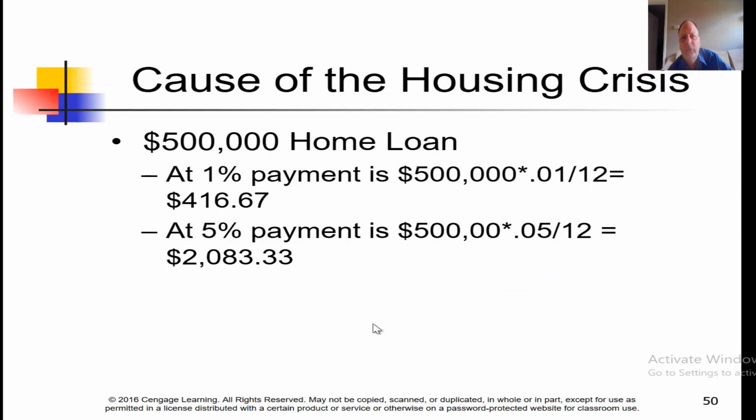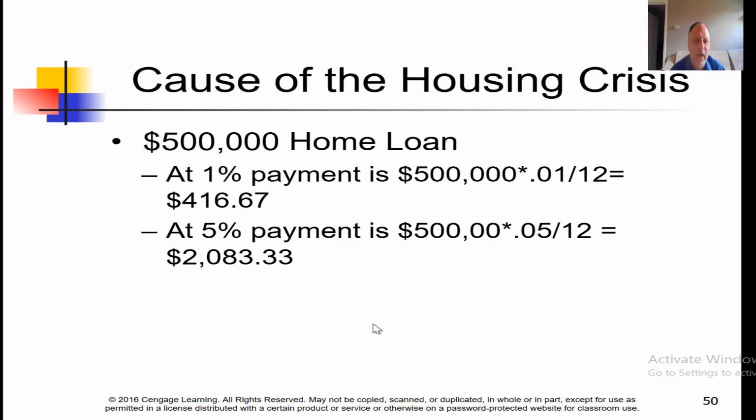The housing crisis is easier to understand. Say you have a $500,000 home loan at the low interest rate of 1%. Your monthly mortgage payment is $416. The Federal Reserve raises interest rates to 5%. Your variable rate home loan goes up to now having a monthly mortgage payment of close to $2,100.